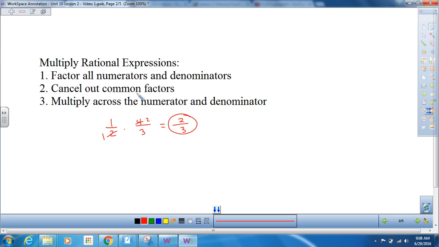So you can cancel as long as one is in the denominator and one is in the numerator. They don't have to be in the same fraction, but they can. Just one is in the denominator, one is in the numerator.